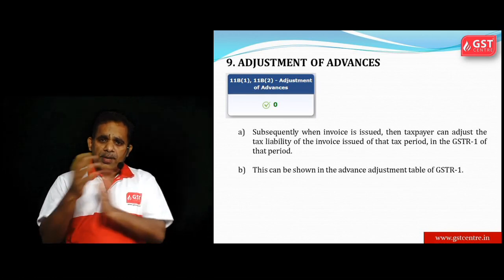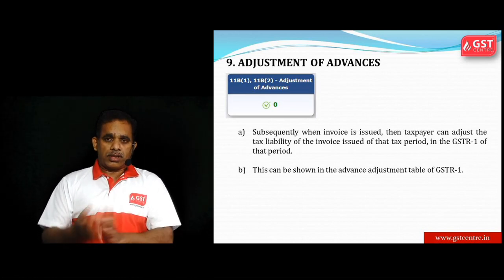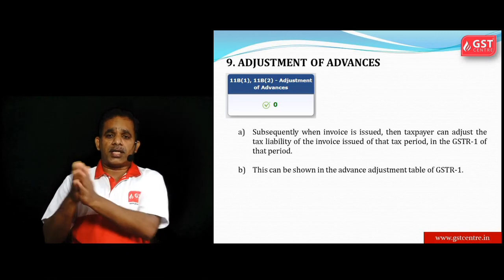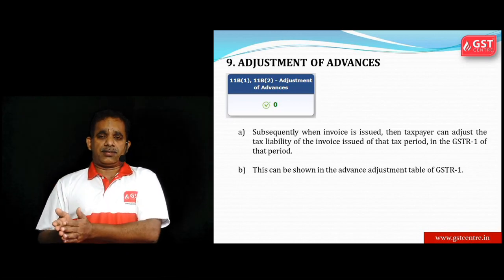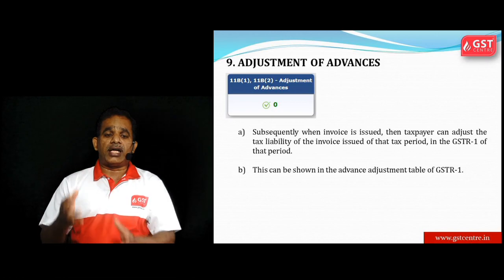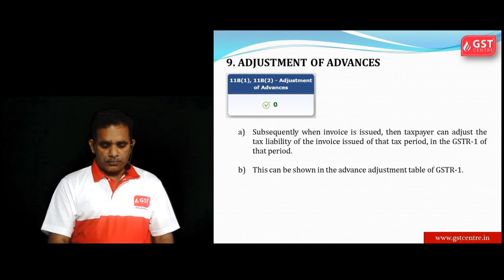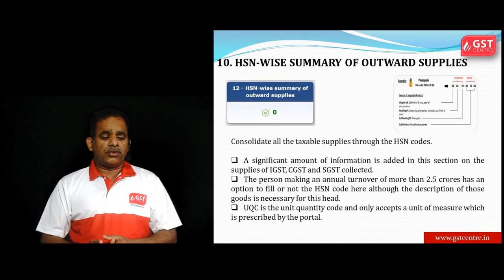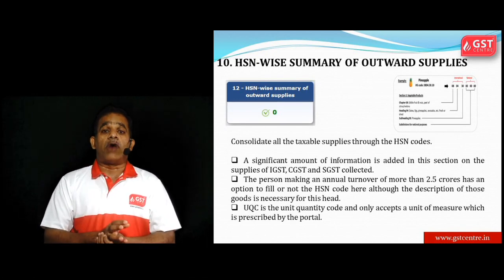Then in the coming month, in July, you need to pay the balance tax to the government. That is called adjustment of advances. And in the next section, you can see HSN-wise summary of outward supplies.